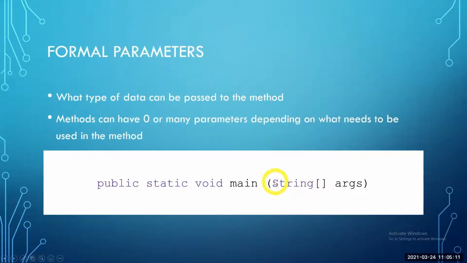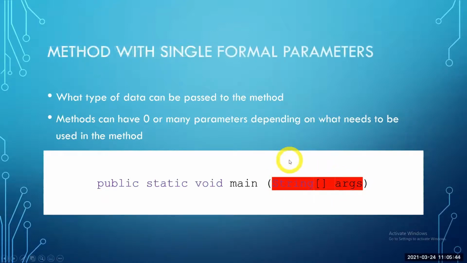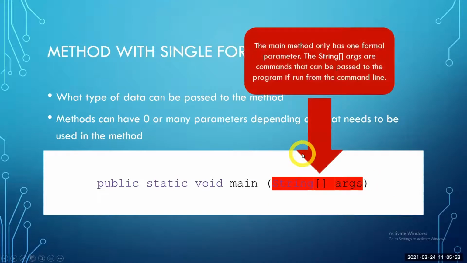So for our main, we're passing a string, and this means that it's an array. We'll talk about arrays later. Methods can have 0 or many parameters depending on your needs as the programmer. So whatever your needs are, you can have 0 parameters, or you can have 15 parameters. It all depends on what your needs are as the programmer. So the main, for example, has one formal parameter, this string array, and it's called args. And so again, the main method has one single parameter. Only one formal parameter.